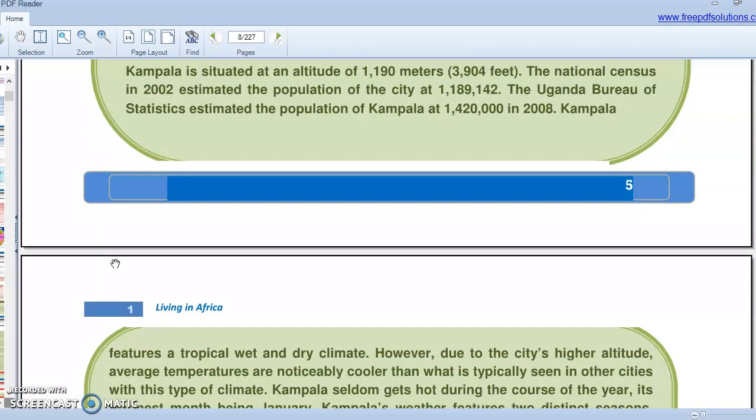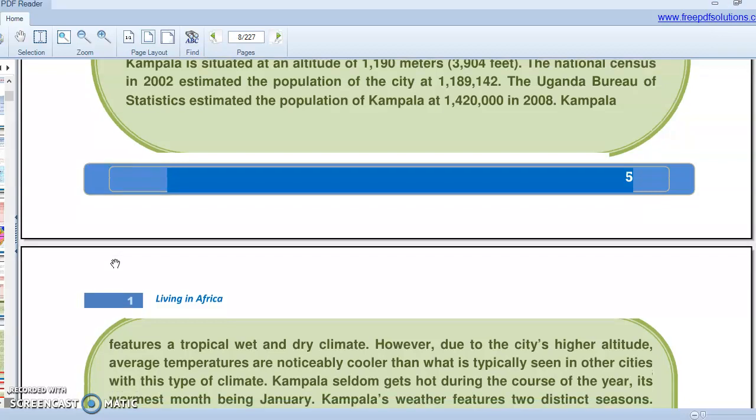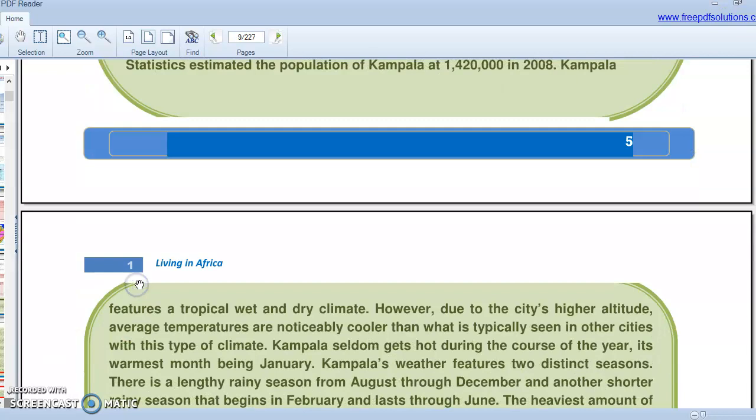Kampala features a tropical wet and dry climate. However, due to the city's higher altitude, average temperatures are noticeably cooler than what is typically seen in other cities with this type of climate. So this means even though Kampala is technically found in a tropical region, due to its high altitude, it experiences a cooler climate because as altitude increases, temperature decreases. Kampala barely gets hot during the course of the year. Its warmest month is January.